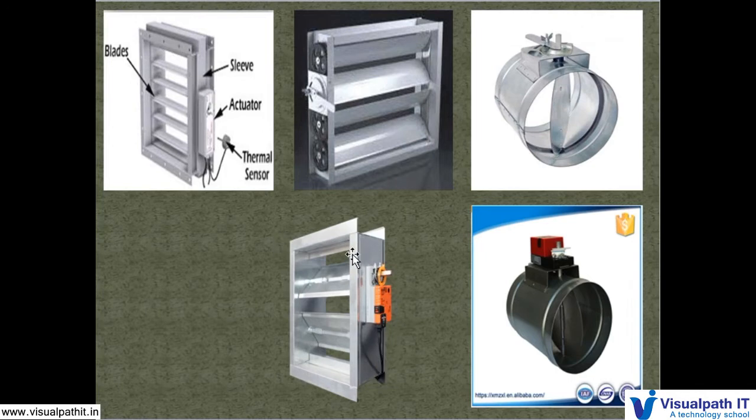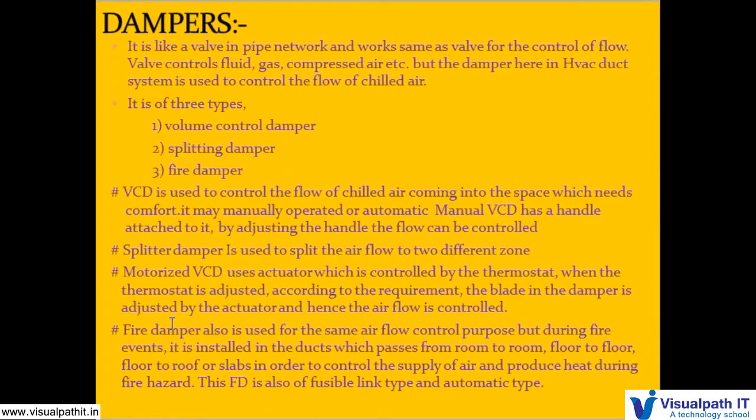This has to be installed inside the duct, wherever the duct is passing from room to room, or floor to floor, or floor to roof. Wherever there is a passage of this kind, you have to install this fire damper in order to avoid the spreading of fire during fire hazard. The name itself says fire damper. It damps the fire. That is why it is called fire damper. Very important component in the air distribution system.